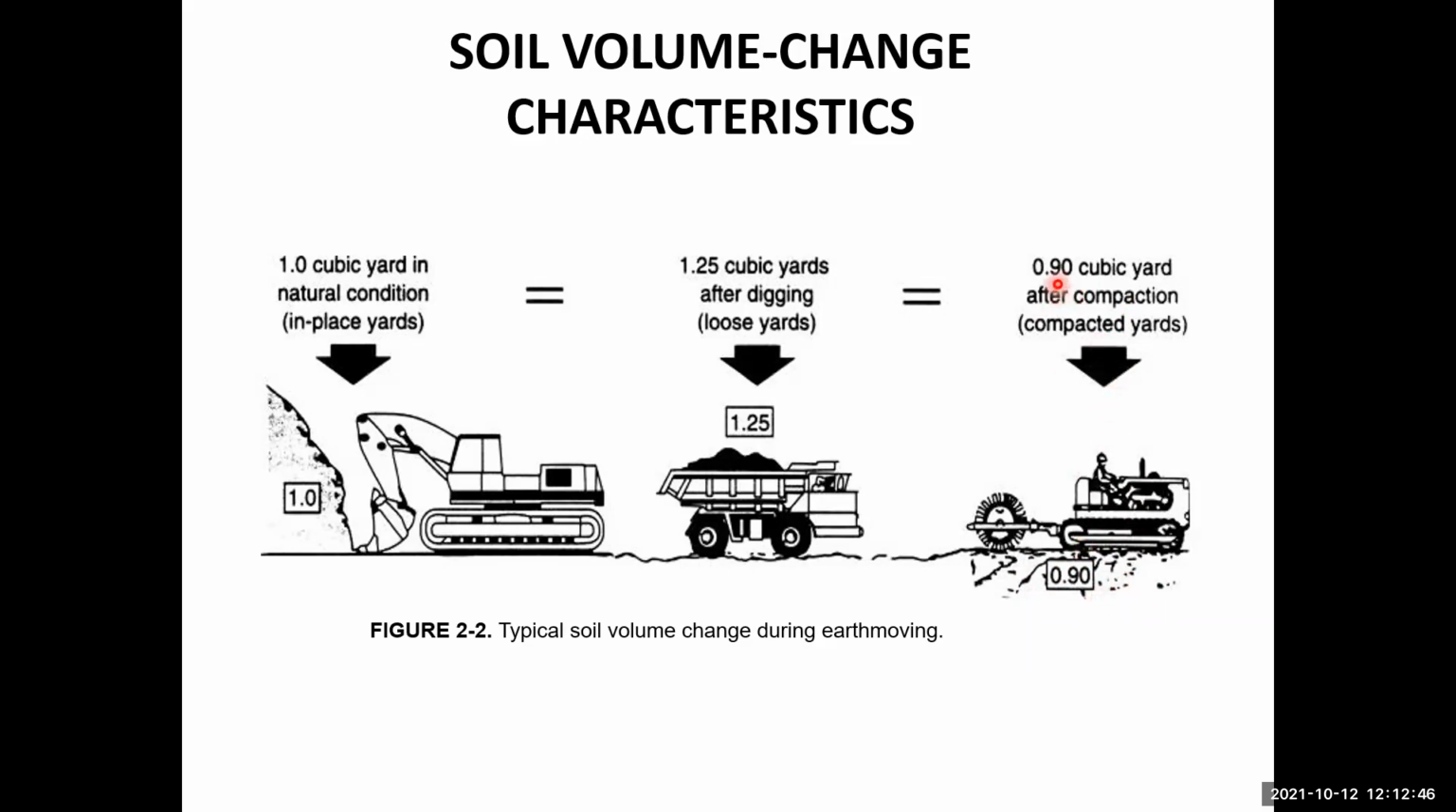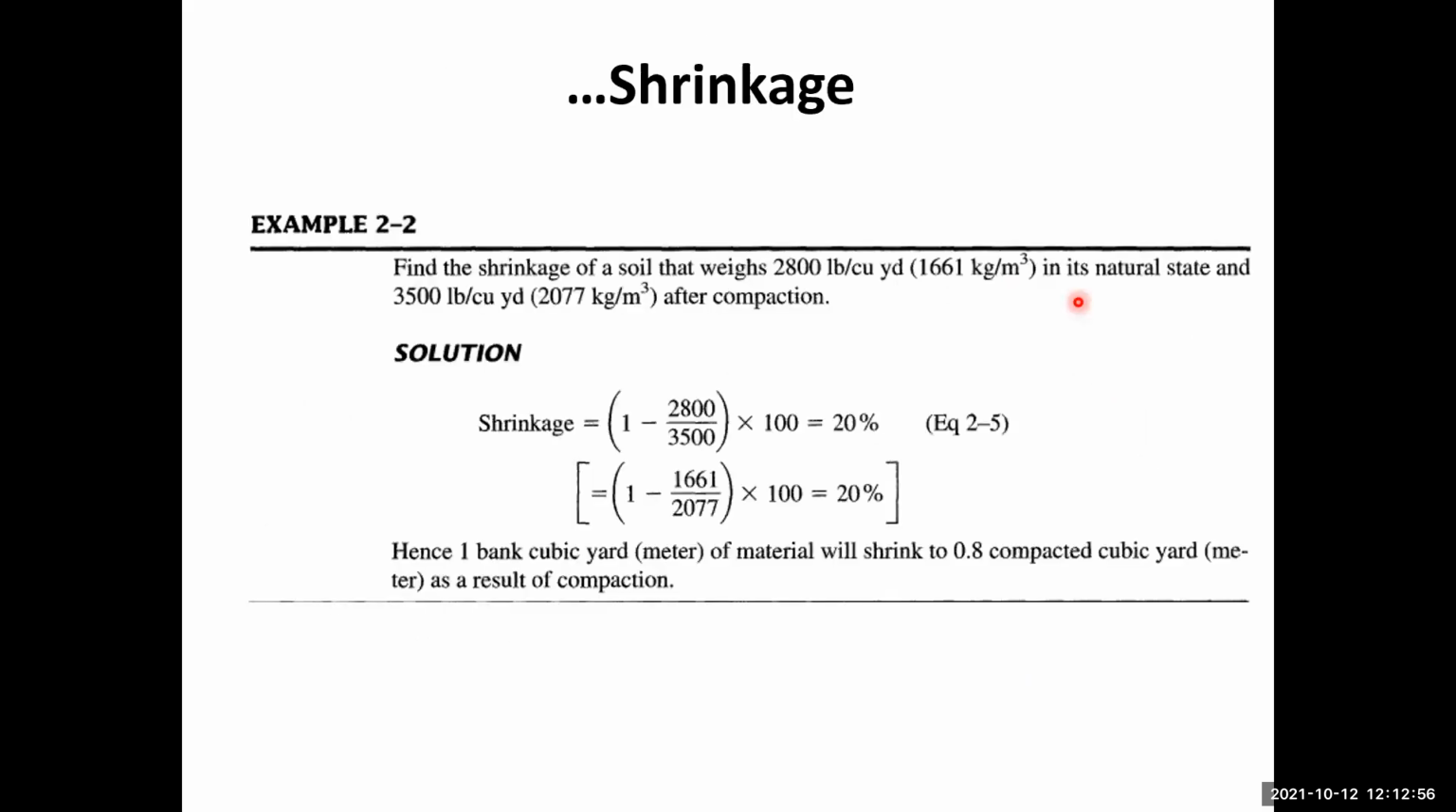So as an example, it may be like 0.9 cubic yard of the soil in the compacted situation. So example 2.2, find the shrinkage of a soil that weighs 2,800 pound per cubic yard, or 1,667 kilogram per cubic meter in its natural state. That is the weight of the soil in the bank condition.